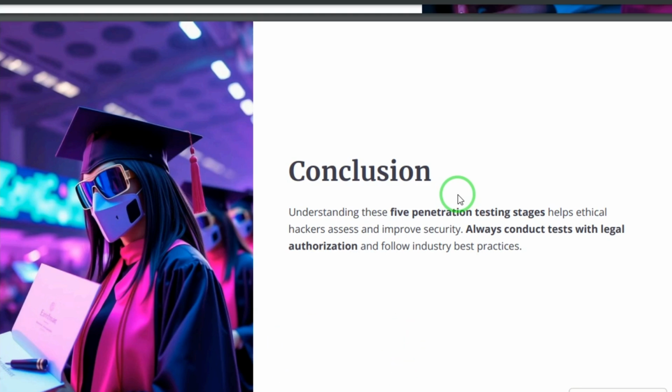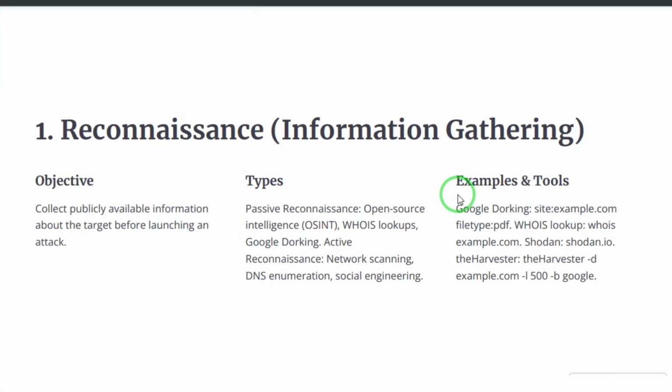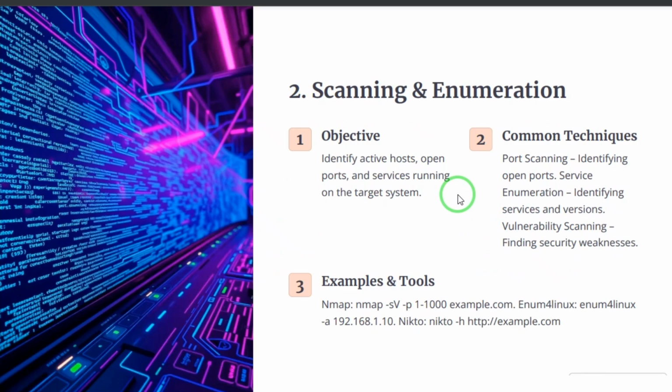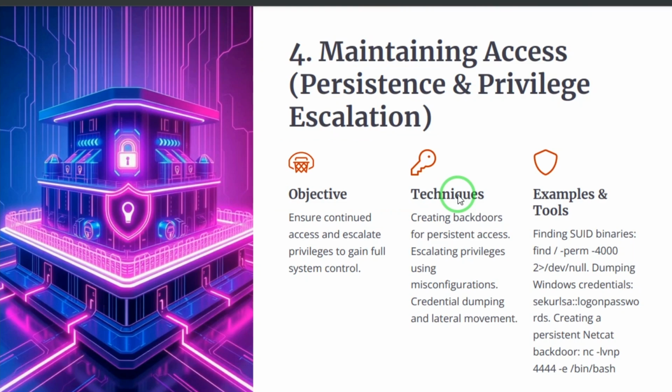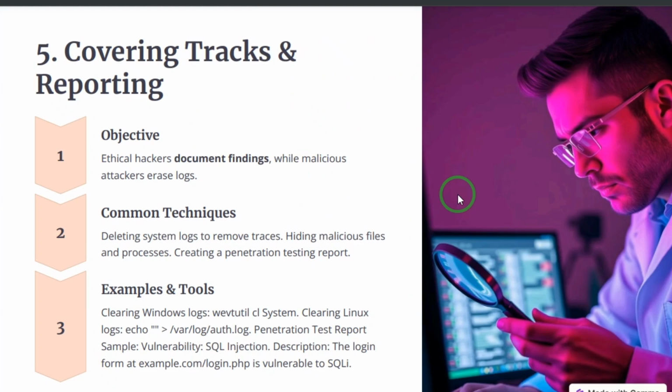So these are the 5 stages of penetration testing. It means that before I can successfully carry out a penetration test, I have to go through these 5 stages. First one is reconnaissance, which is information gathering, then scanning and enumeration, then gaining access or exploitation, then maintaining that access, or persistence and privilege escalation. Then the last one, I have to cover my tracks at the end of the test.